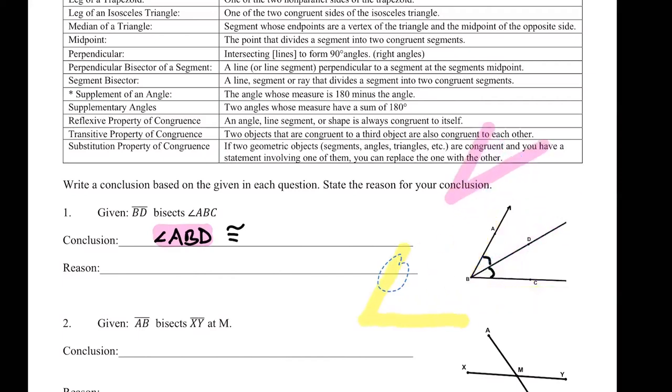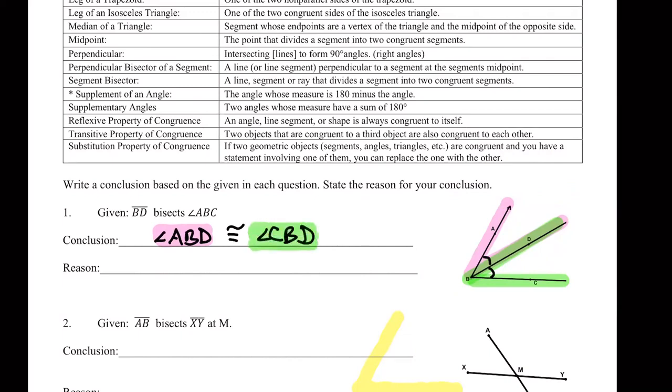Let me get this yellow out of here for a second. It's congruent to this angle here, CBD, or DBC, again, depending on which way you're reading it. As long as the point at B is the middle of your angle. So CBD would be my other angle. These two angles are congruent to one another, and that would be by the definition of the angle bisector.